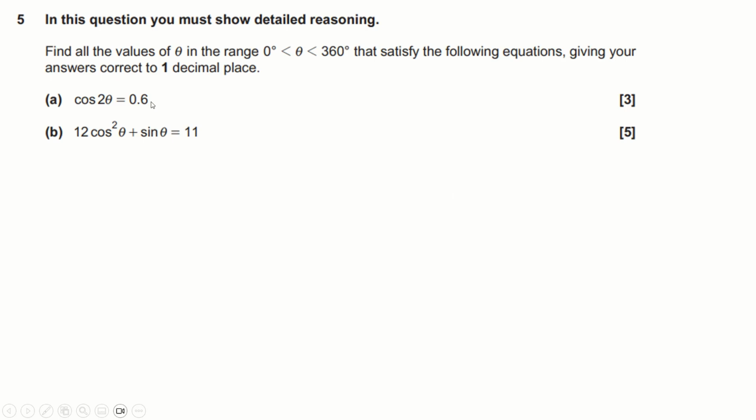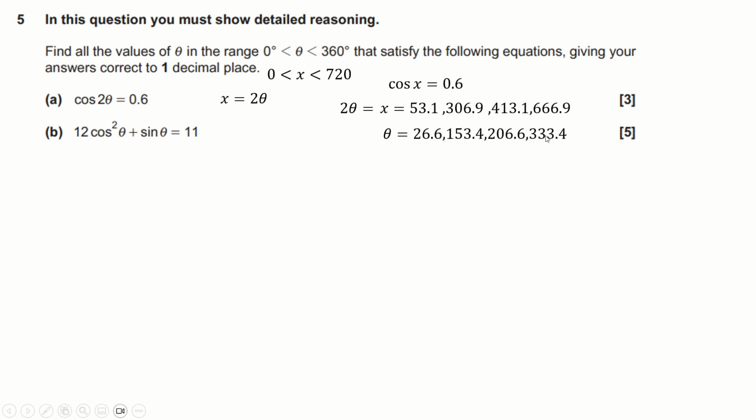Good. Question 5. So let's first replace 2 theta with x, which means we're looking in the range 0 to 720 by doubling everything to get 2 theta. Do cos inverse of 0.6 to find this answer. And now cos is the one where you do 360 minus that number if it's positive to get the next one, which is this. And then just add 360 to both these numbers to get the remaining 2. And then, of course, if x is 2 theta, divide everything by 2, and you get all these answers.